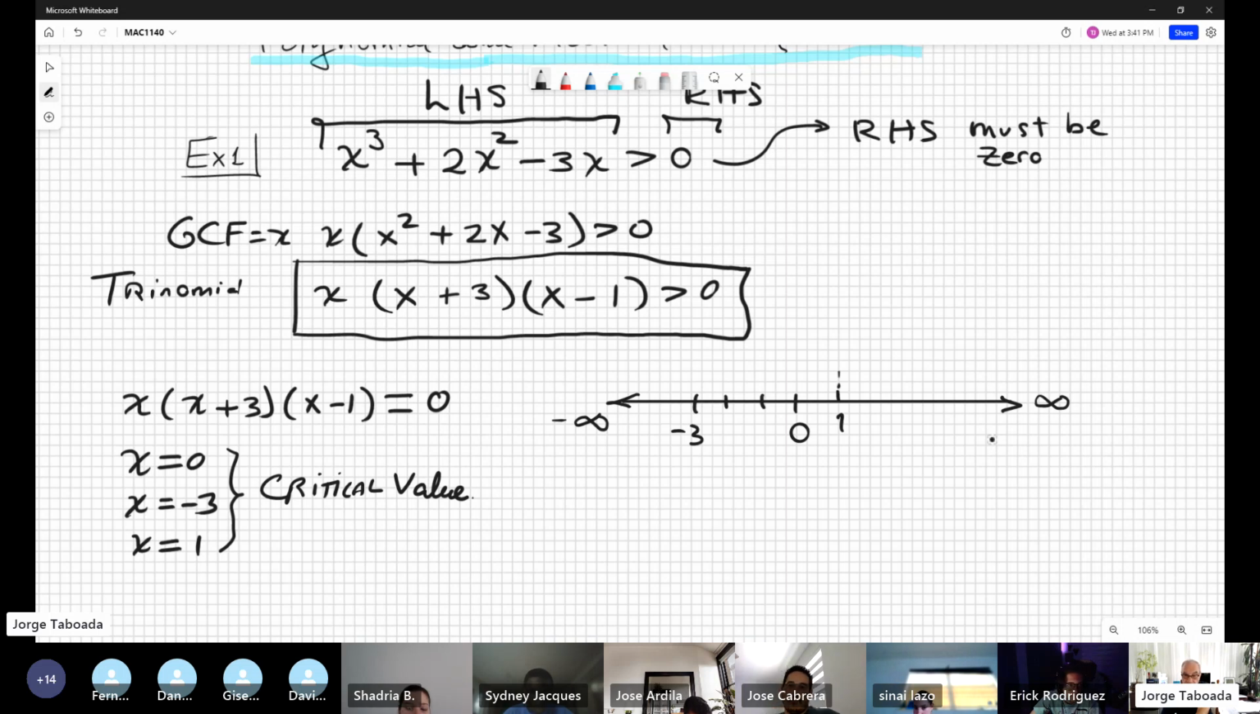You are doing partitions of the number line. So we're using the critical value to make partitions. Let me try to explain my lecture. Now, using the critical value, you make partitions. In this case, we have 3 critical values. We have 3 partitions, but this generates 4 intervals.